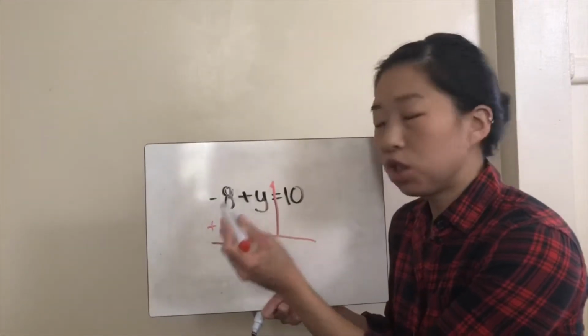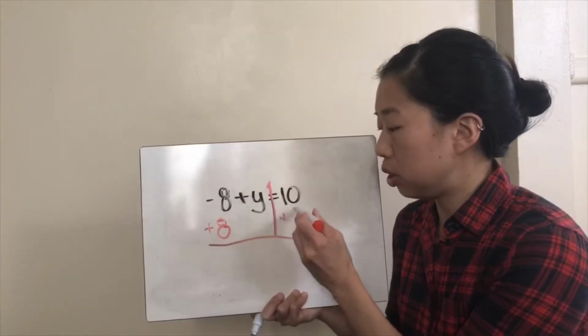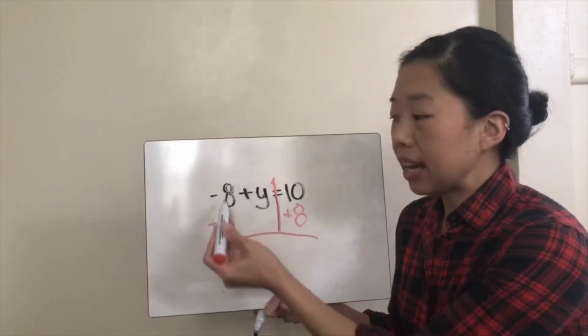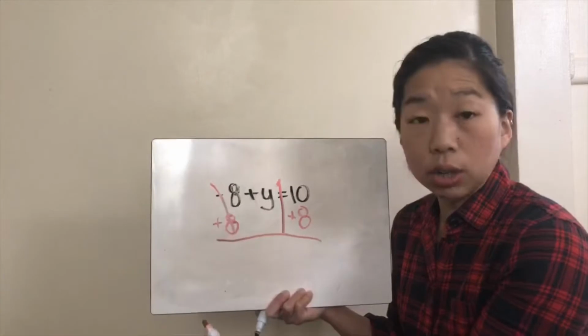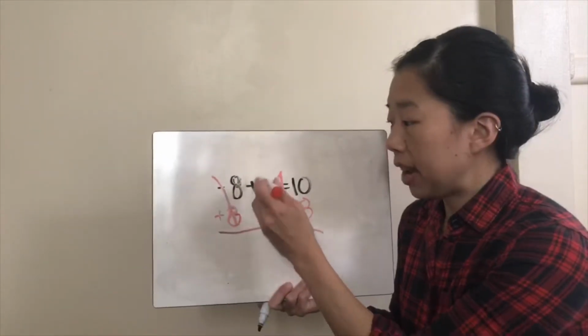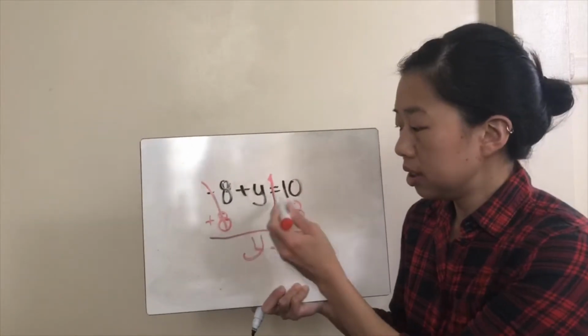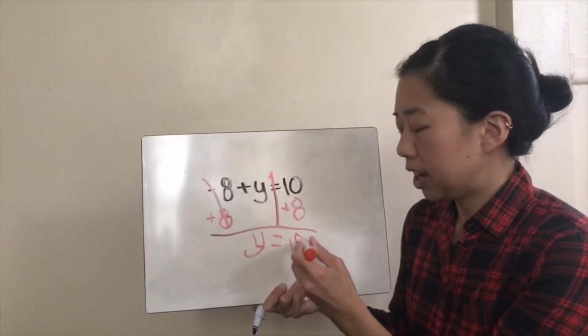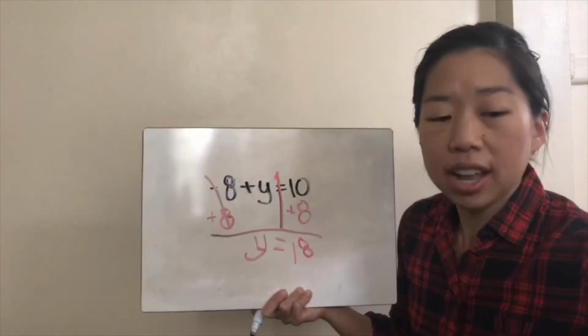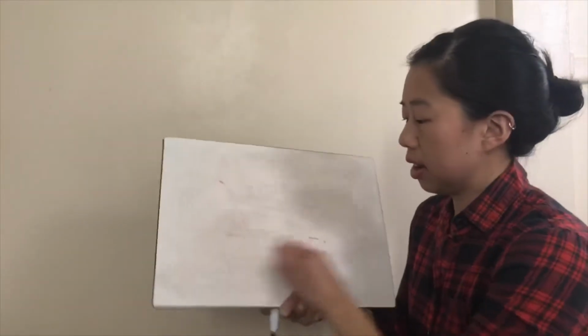So whatever I do to one side of the wall, I'm going to do to the other side of the wall. Negative 8 plus 8 is 0, so that cancels out. So what do I have left over here? I have y equals 10 plus 8, which is 18. Okay, let's try another one.